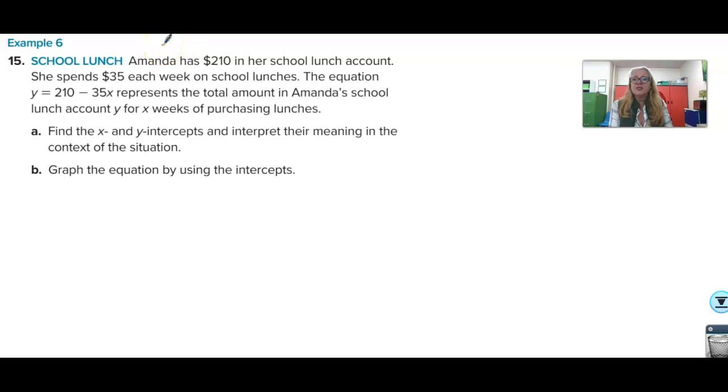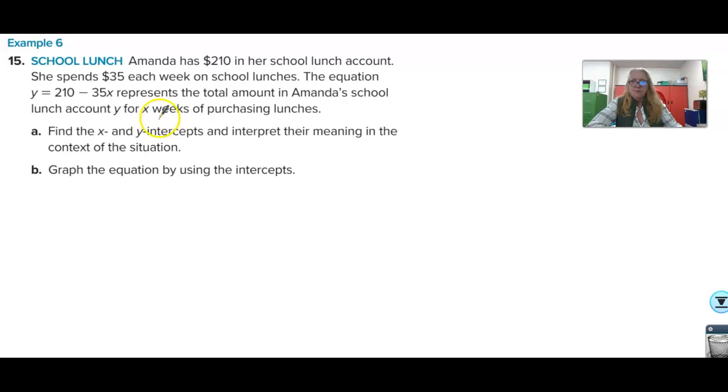School lunch. Amanda has $210 in her school lunch account. That's a lot. I can't imagine having $210 in your lunch account. She spends $35 each week on school lunches. That's $7 a day? Are you guys paying $7 a day for lunch?